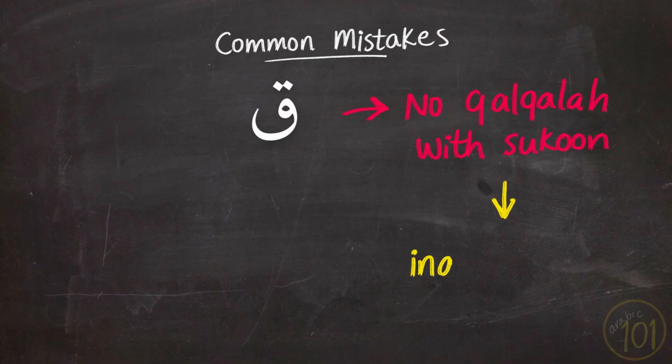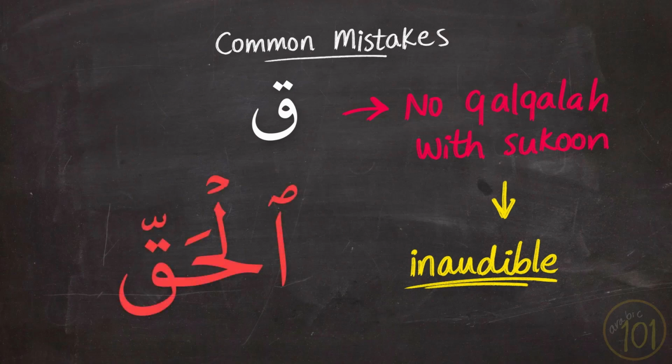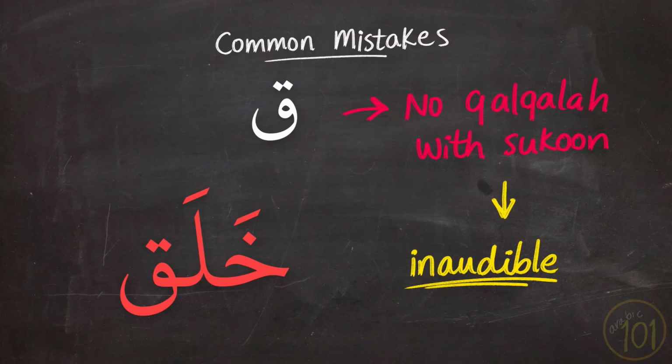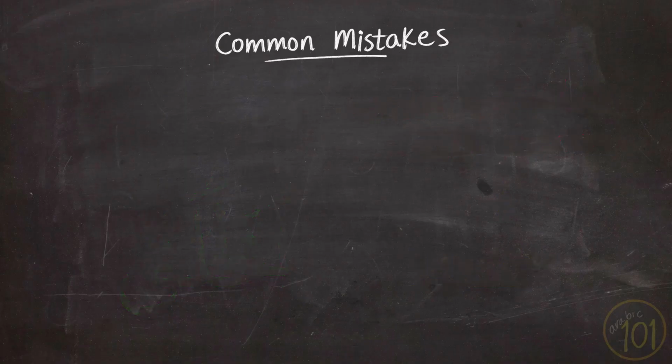This leads to making qaf sound inaudible, as if it is not there, especially when it comes at the end of the word. The mistake sounds like this. Al-haq, khalaq. So to show the qaf, you must apply qalqala to make sure that it is audible. Al-haq, khalaq. Now moving on to kaf.